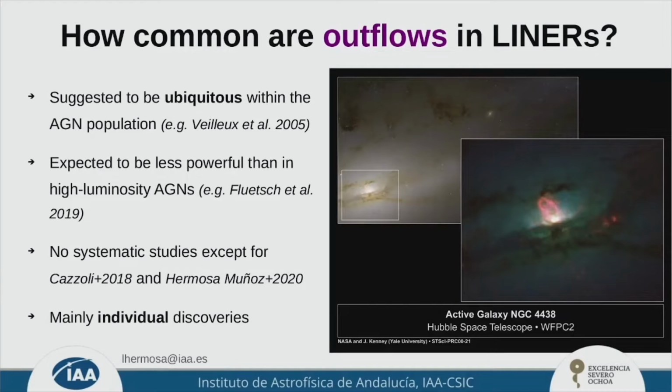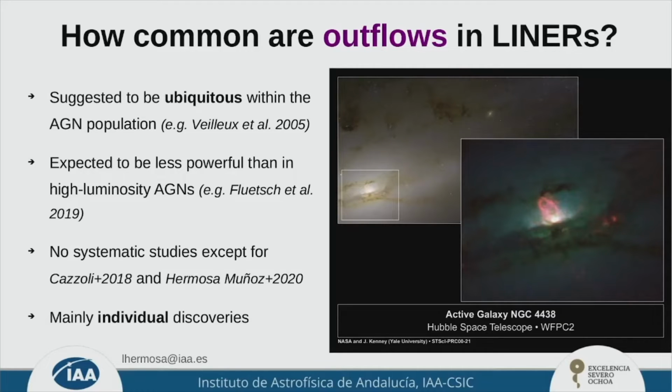Probably the hottest topic in AGNs in the last few years has been the outflows. So outflows are essentially gas that is blown out from the galaxy, from the host, due to the activity of the AGN. And they have been suggested to be ubiquitous within the AGN population, which means essentially that all AGNs go through a phase in which they blow out this gas.